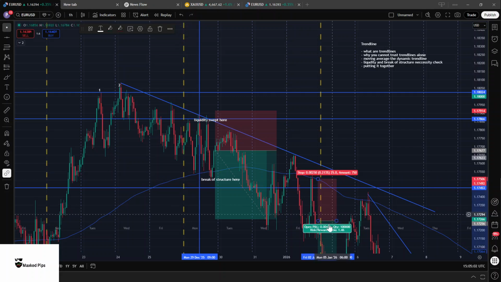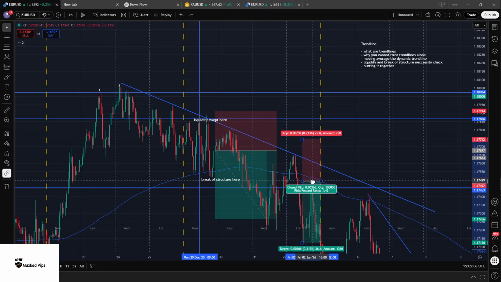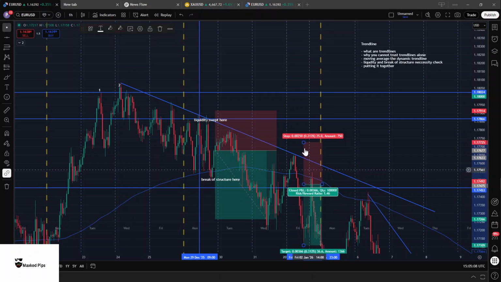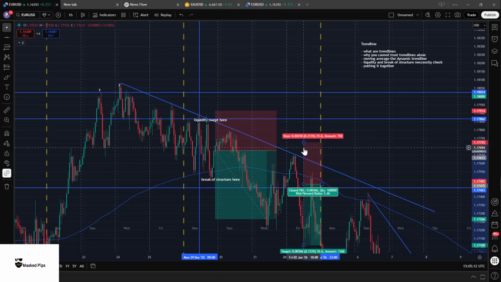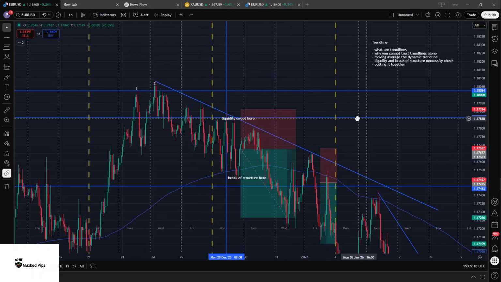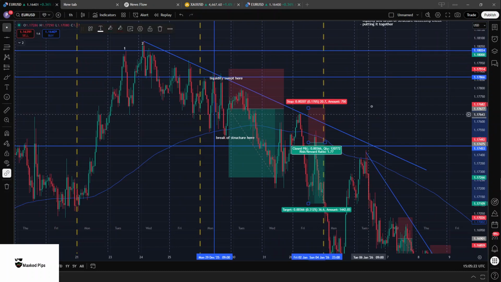That would have been another trade to take here, and you put your stop loss above the points that touched the market, which will be here. That's 20 pips, and then you can target 1:2. You can see market went way down.